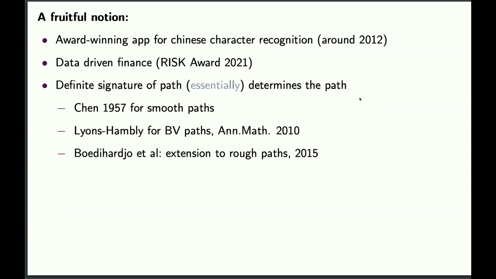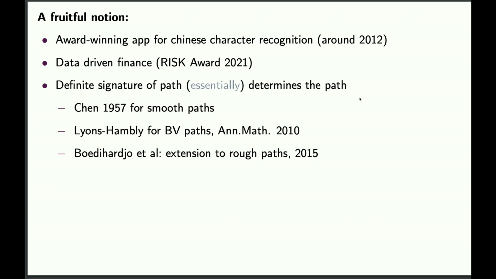And just to give you a little bit more of why it is mathematically interesting: if you think of the definite signature, so now let's fix 0, 1 as a time interval, and if I give you this fixed tensor series, it tells you a whole lot about the underlying path. So it determines essentially, there are some disclaimers that I want to maybe talk about later, it essentially determines the path.